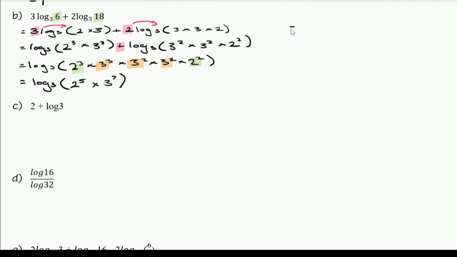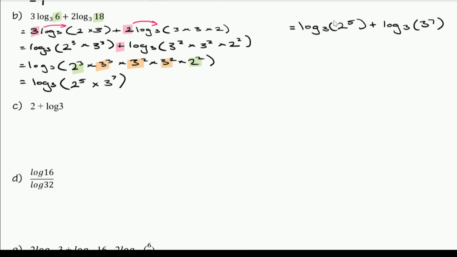So I'm going to move up to here as I'm running out of space. I'm actually going to separate these two again. So I'm going to have log base 3 of 2 to the 5 plus log base 3 of 3 to the 7. So again, we are using log law number 4 to separate these out. Now, this one here is the simplest it can be.